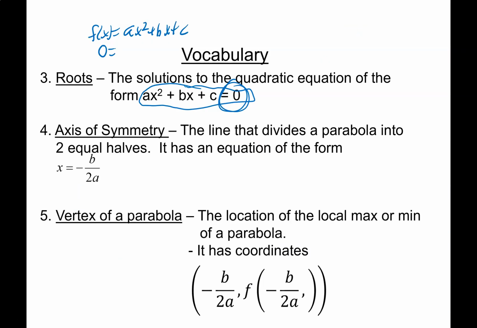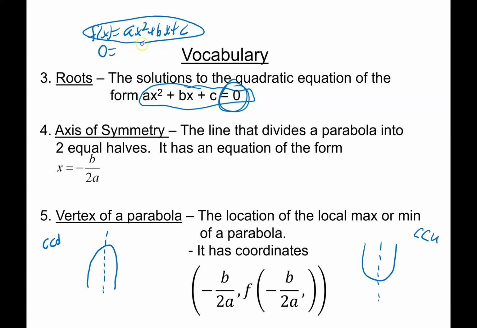Axis of symmetry: it is a line that divides a parabola into 2 equal halves. So I've got a parabola like this that in this case is concave down, or say I've got something like here that is concave up. My axis of symmetry is going to go right smack dab down in the middle of it. And if you have an equation of the form f of x equals ax squared plus bx plus c, your axis of symmetry will have an equation of x equals negative b over 2a.